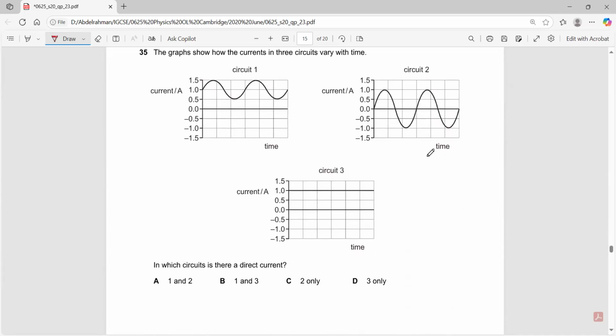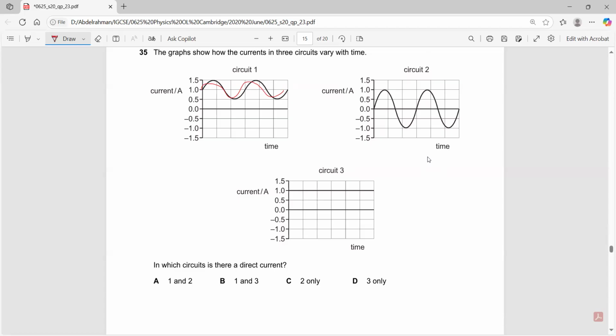35, in which circuits is there a direct current? Direct current means that the current is only positive. Only positive. So actually, one is correct because it's only positive. It's changing, it's increasing and decreasing, but it's not negative at all, right? Or if it's negative, it would remain negative.